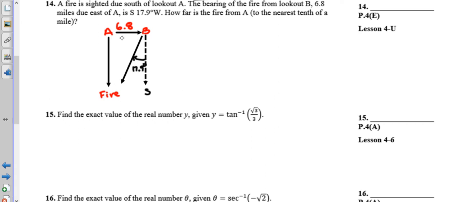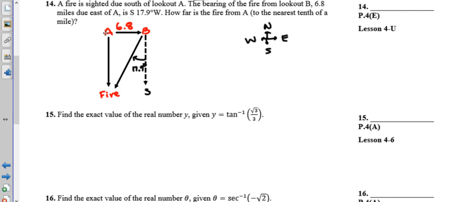So remember on a compass you have north, east, south, and west. That's how a compass would look. And you'd have all these different quadrants. So that's how this triangle should look here. And so let me connect this here. And so now, how far is the fire from A to the nearest tenth of a mile?